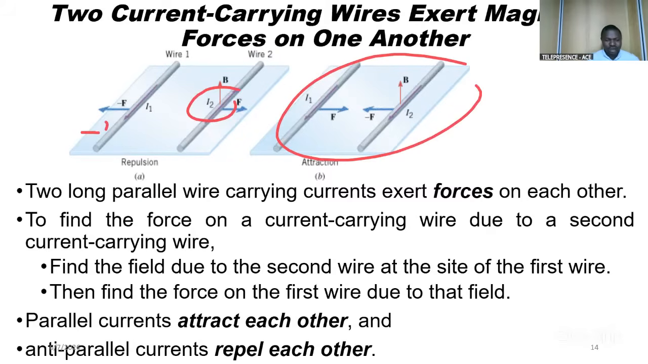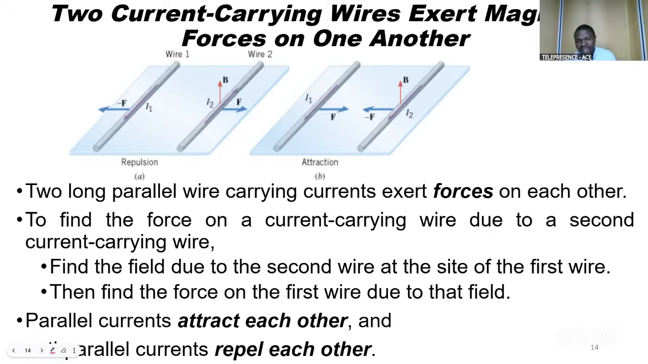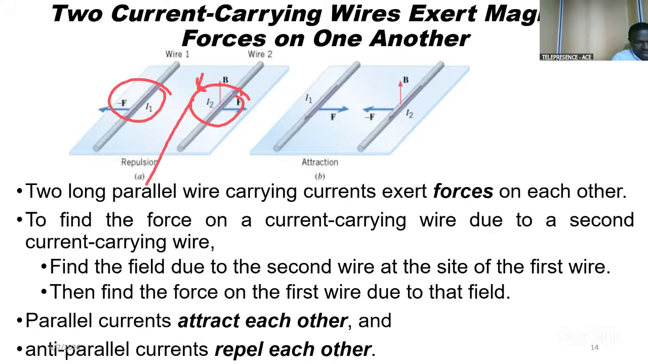Okay, after we have done that, we now find the force on the first wire due to that particular field. But one thing I want you to understand here to solve the problem related to this is this. Let's assume that we have this wire, the first wire, and this wire, the second wire. As you can see, the direction of the current in this one is moving down, and for this one it is going up.